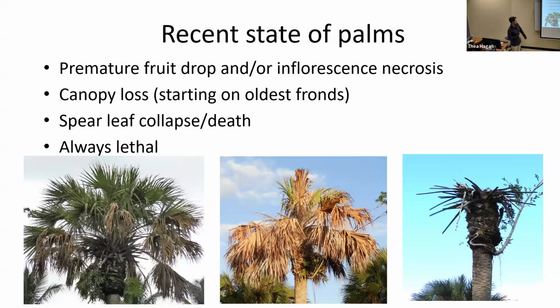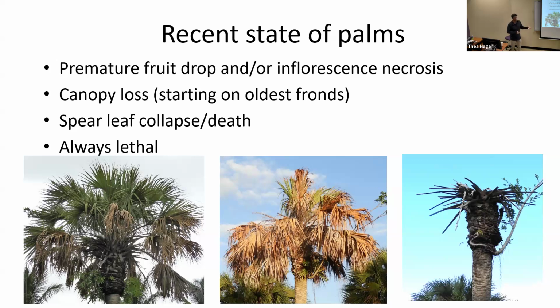This is the recent state of palms. And this is one of our native ones that you all have in South Carolina, also sable palmetto. But throughout the state, this is a frequent observation on a lot of our landscape palms. The canopy starts to die back at the bottom, that progresses up the plant to the spear leaf, the growing point. And then that whole canopy collapses and the plant dies every time.